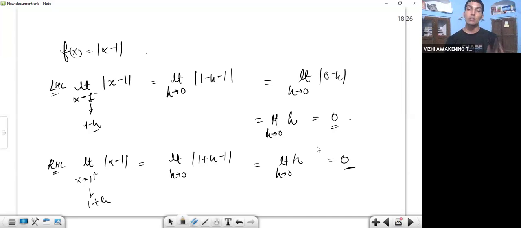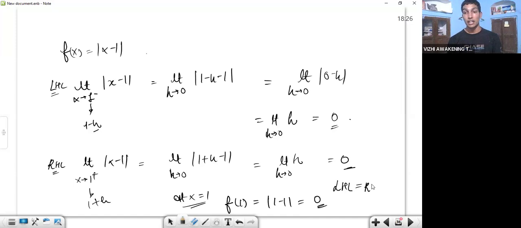But for continuity, we also have to check the value of the function. What is the value of the function? Here, as we are checking at x equals 1, f of 1 is |1 - 1|, which becomes 0 simply. So here we have found the LHL, that is left hand limit, the right hand limit, and the value of the function. They are equal and equal to some finite value. That's why this function is continuous at x equals 1. So this is an example of continuity at a point.